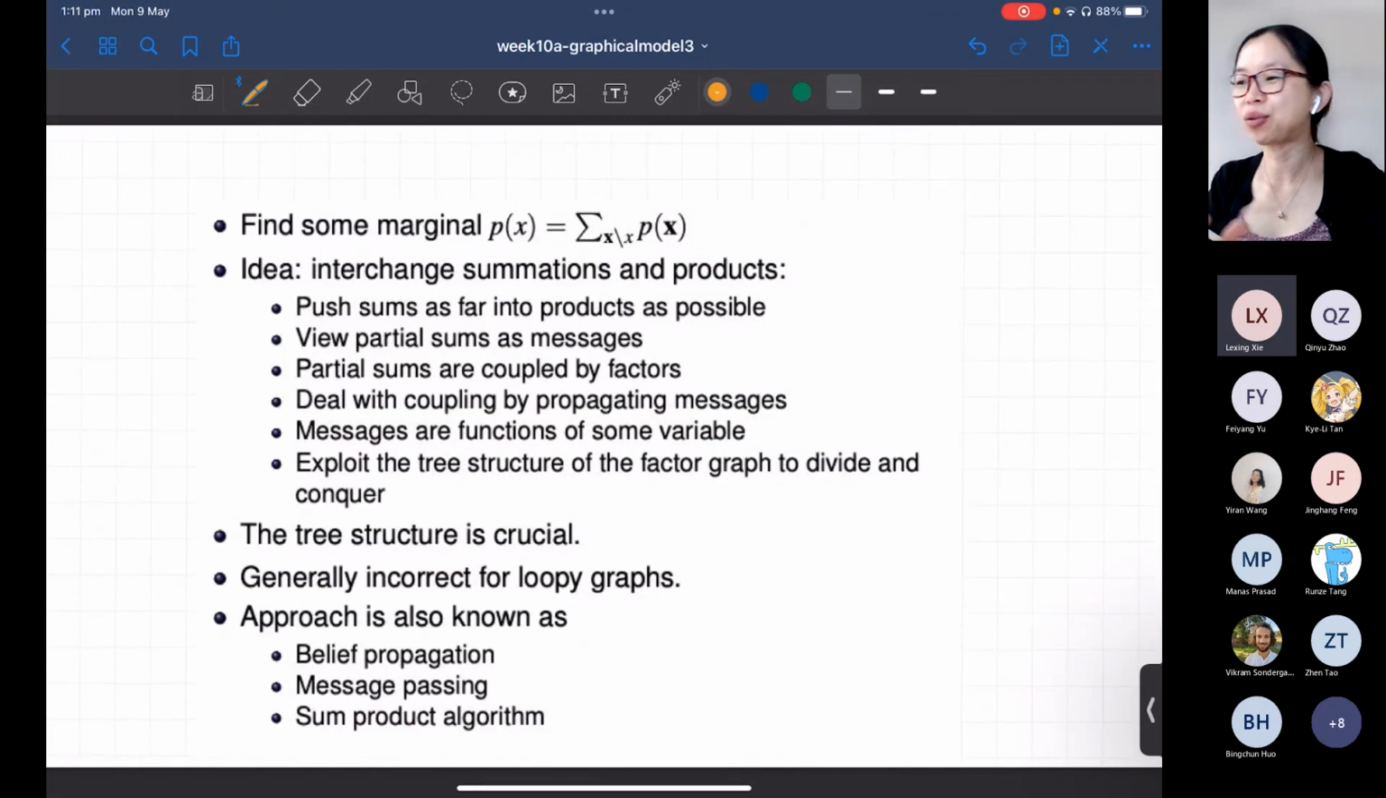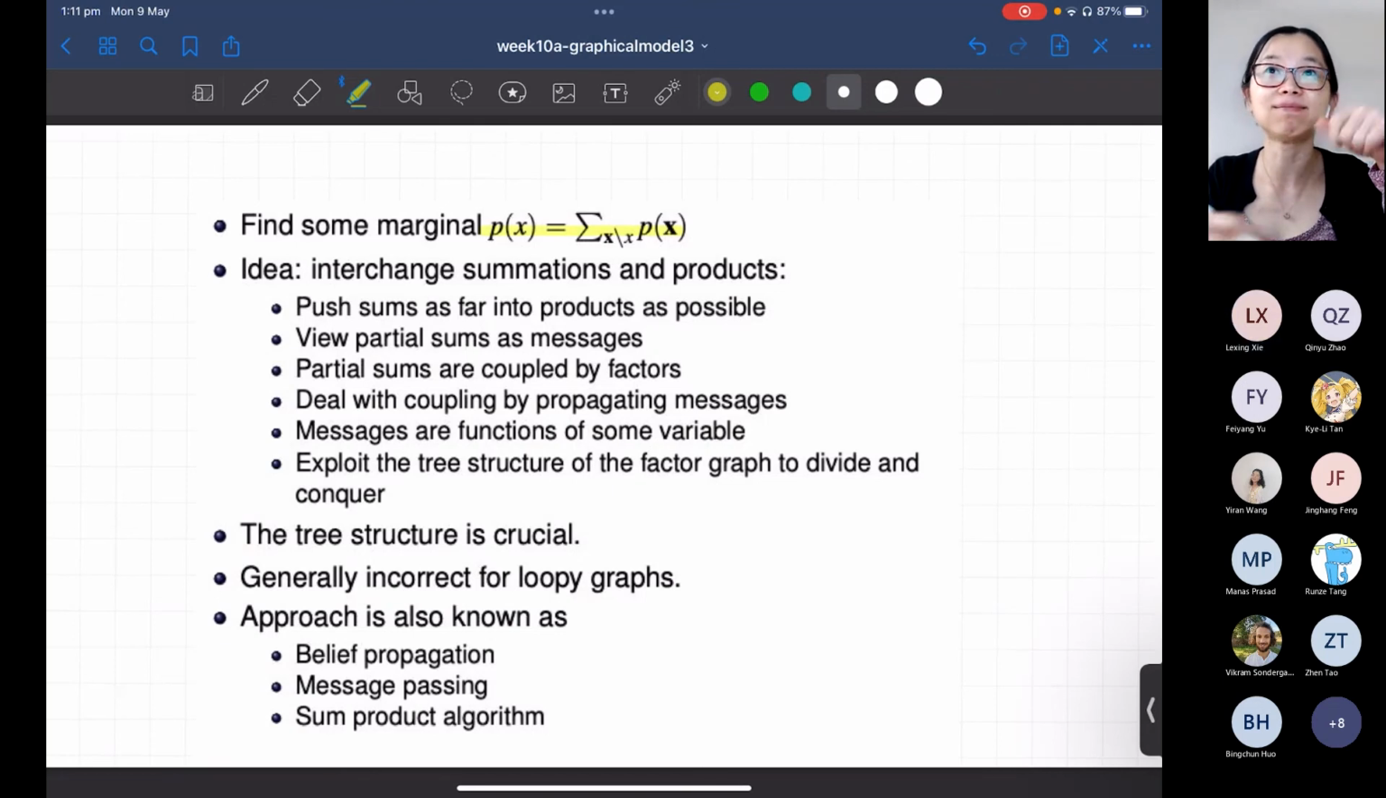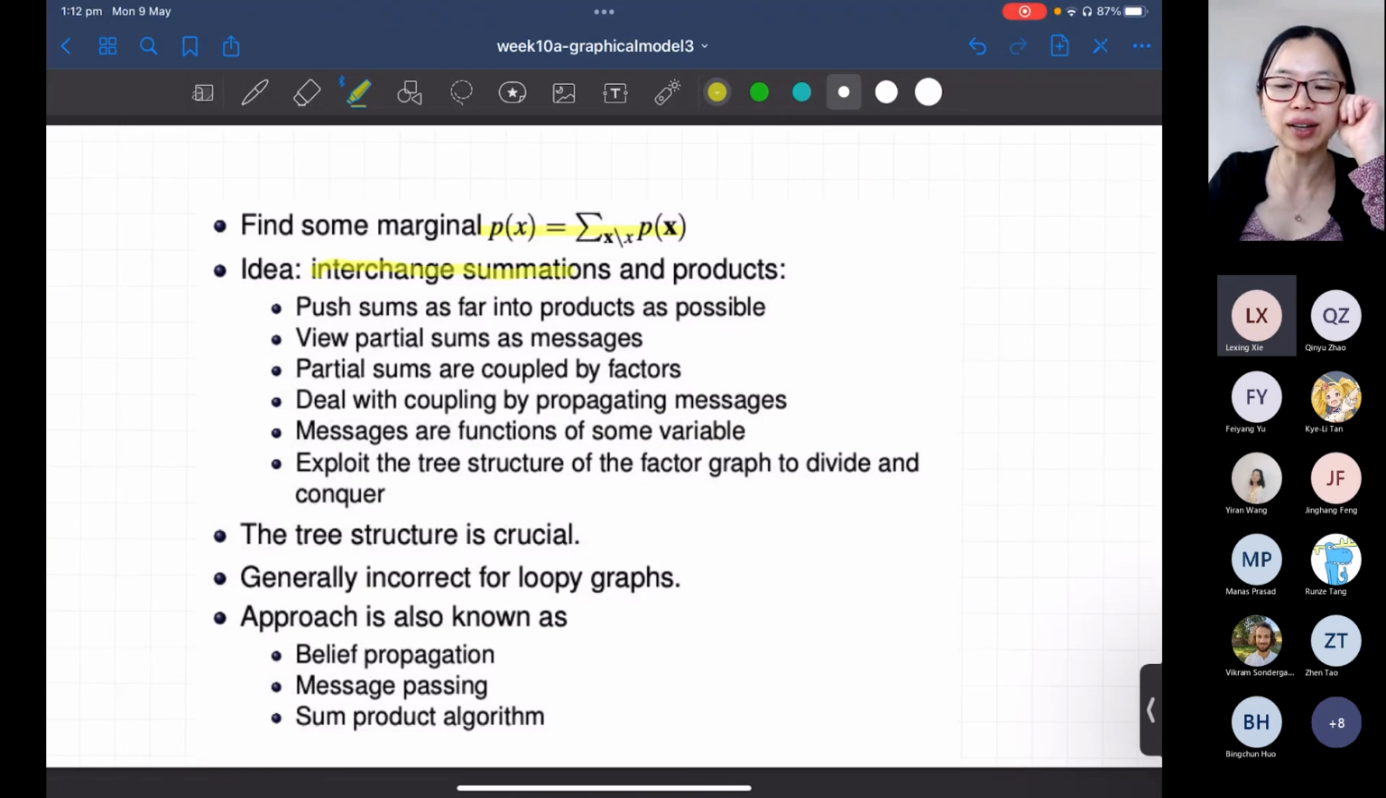So this is all the procedural and the recursive part of this lecture. Now let's just do a bunch of talking to reflect on what we have learned. So the goal is to find some marginal and try to marginalize away all the other variables. The idea is we interchange summations and products using elementary school math. So we push sums as far into the product as possible, meaning doing the sums as early as possible, because in these big long equations, we actually compute from the end.